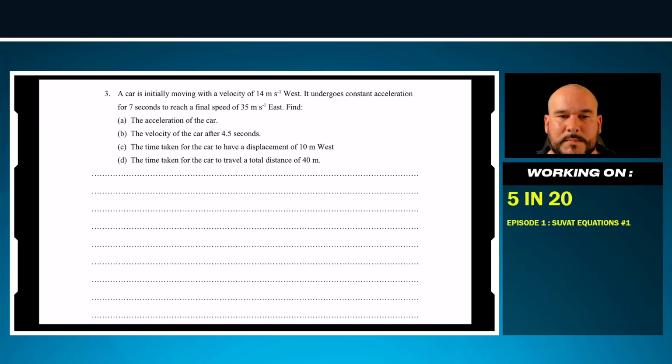So this 14 meters per second west, the initial speed is going to be negative for me, and the final speed of 35 east is going to be positive. Okay, so north and east positive, south and west negative. Find the acceleration of the car.